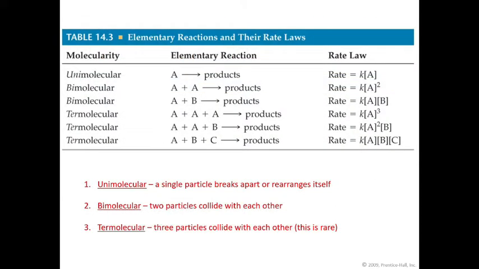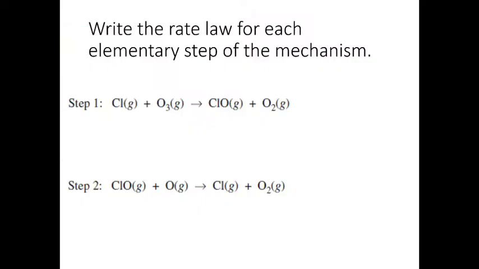Some vocabulary words that go with that. I think this is what was on your printout. Unimolecular, a single particle breaks apart or rearranges itself. Bimolecular, two particles are colliding with each other. And termolecular, three particles happen to collide with each other. Again, that would be like three cars in a parking lot suddenly colliding at the exact place and time. Probably doesn't happen, but it happens every once in a while. All right, and we've written our steps for that.